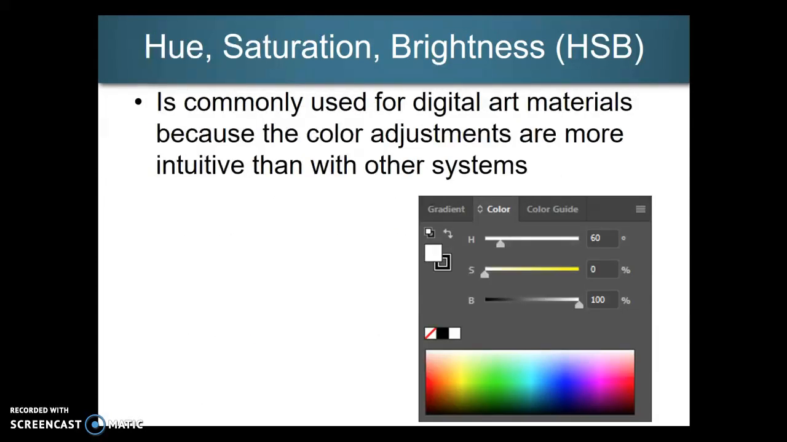It is commonly used for digital art materials because color adjustments are more intuitive than with other systems.